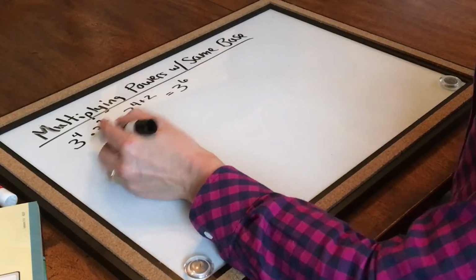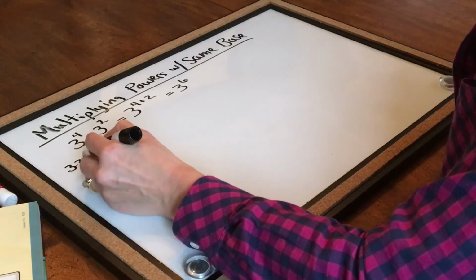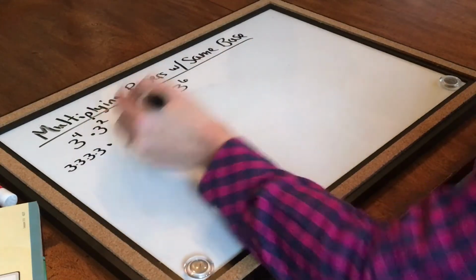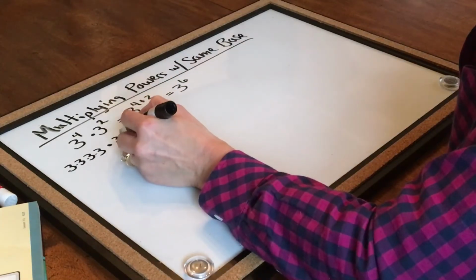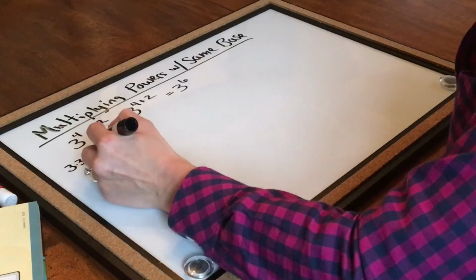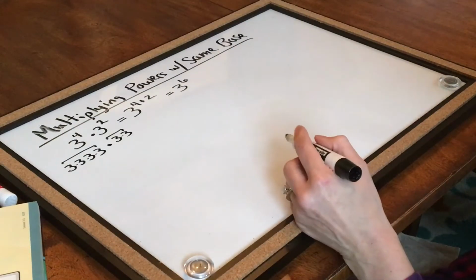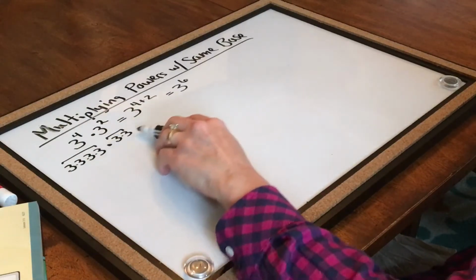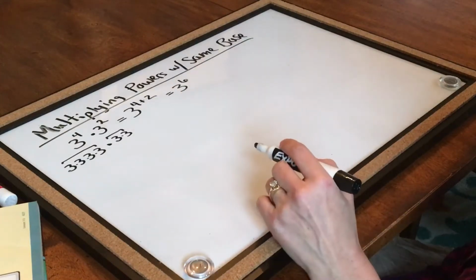If we have 3 to the 4th power, that is 3 times 3 times 3 times 3. And then if we multiply that by 3 squared, well, 3 squared is 3 times 3, right? The number times itself twice. So now let's take a look at how many times we've done this. We've multiplied 3 by itself 1, 2, 3, 4, 5, 6 times. And that's why this rule of addition works.